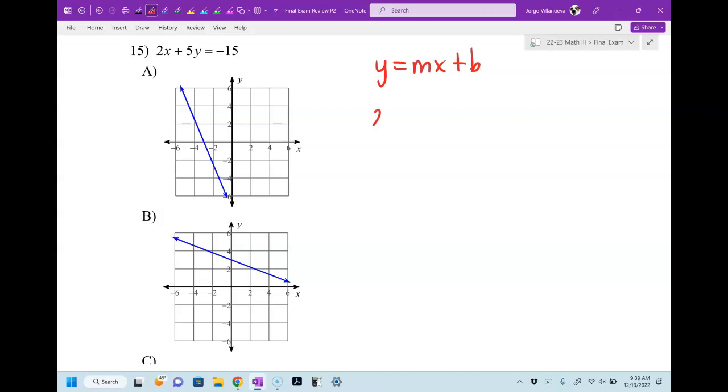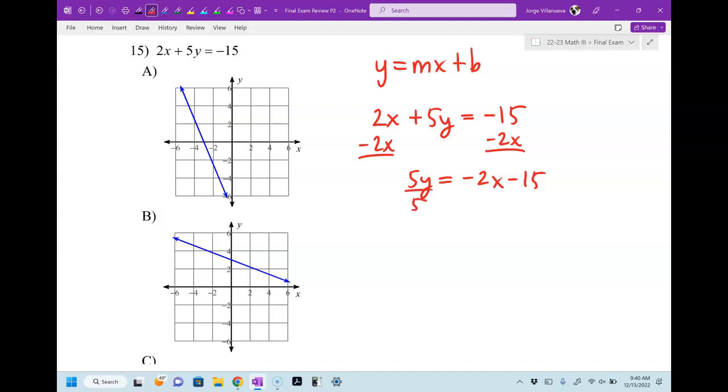So, I have 2x plus 5y equal to negative 15, and we're going to solve for y, so let's subtract 2x, okay? So that gives me 5y equals negative 2x minus 15, and to get y by itself, we have to divide everything by 5, so when I do that, I get y equal to negative 2/5 x minus 3.